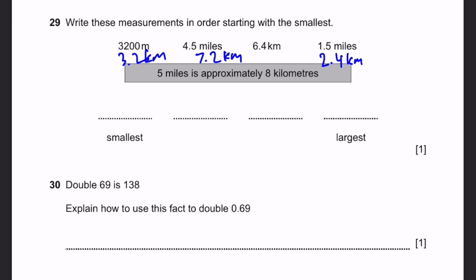Now we can write it in order. So smallest is 1.5 miles. Next is 3,200 meters. Next is 6.4 kilometers. And the largest is 4.5 miles.